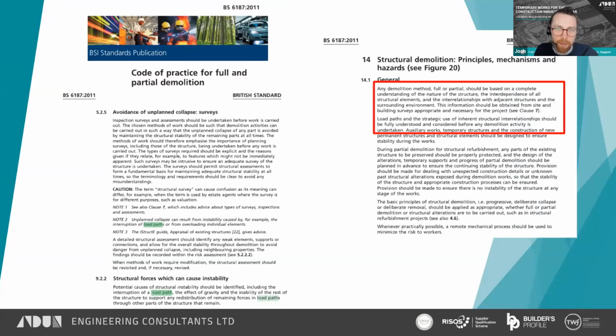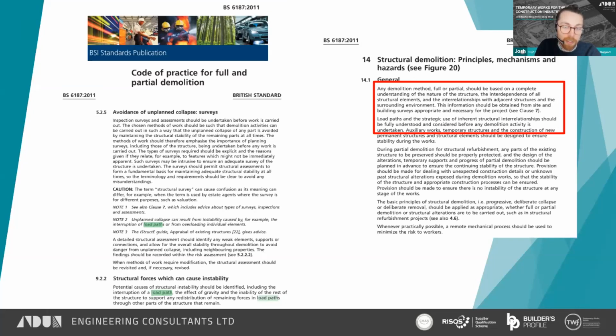A key section where load paths are mentioned is in section 14, where it states that any demolition should be based on a complete understanding of the nature of the structure, the interdependence of all the structural elements, and the interrelationships with adjacent structures and the surrounding environment. It goes on to say that understanding the load paths is essential to enable the strategic use of the inherent structural interrelationships, which, put simply, is relying on the structure standing up during the demolition works.